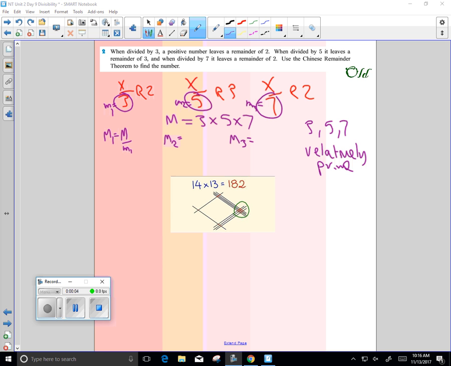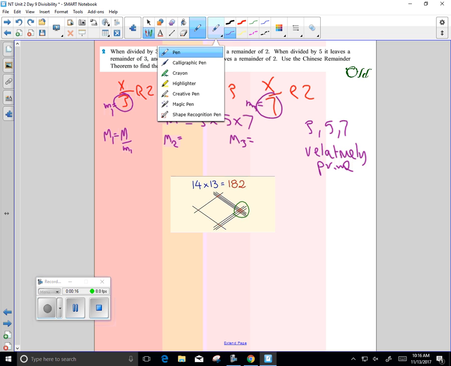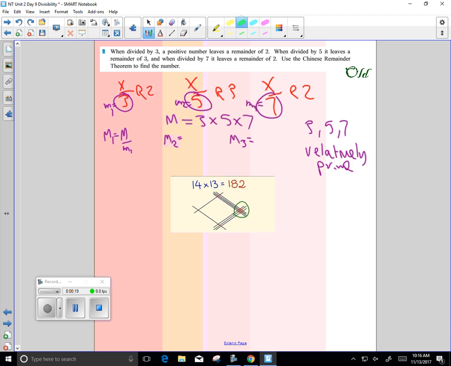Chinese remainder theorem problem. We have a number divided by 3, remainder 2; divided by 5, remainder 3; divided by 7, remainder 2. These divisors are the little m's. The little m's are going to be part of the formula that we're going to use.